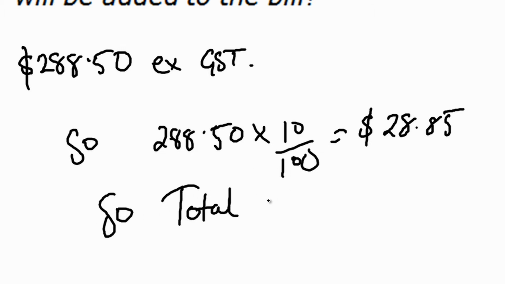So the total of the bill here would be $288.50 plus the $28.85, just for argument's sake, so we know what the total is going to be, and that's going to give us an answer of 300 and... I'll have to work that out, sir. $317 odd or so. Yeah, something like that. Okay, so 300 and whatever. So that's fine.